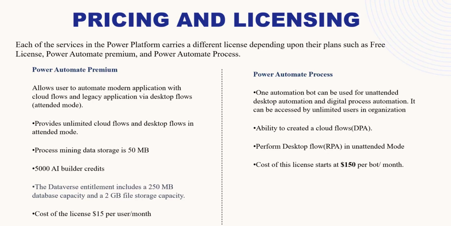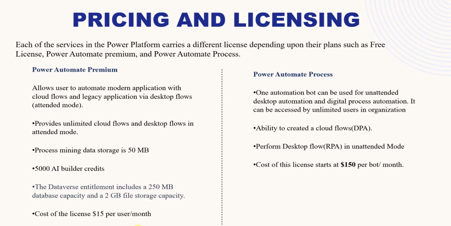Whereas Power Automate Process provides one automation bot that can be used for unattended desktop automation and digital process automation. It can be accessed by unlimited users in the organization. It has the ability to create cloud flows and also perform desktop flows in unattended mode, and it costs around $150 per bot per month.